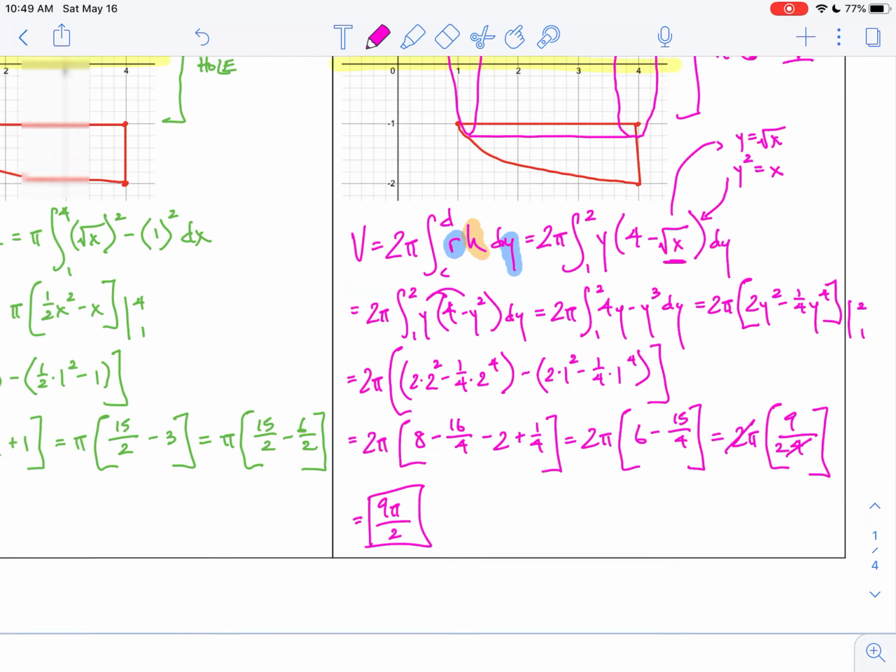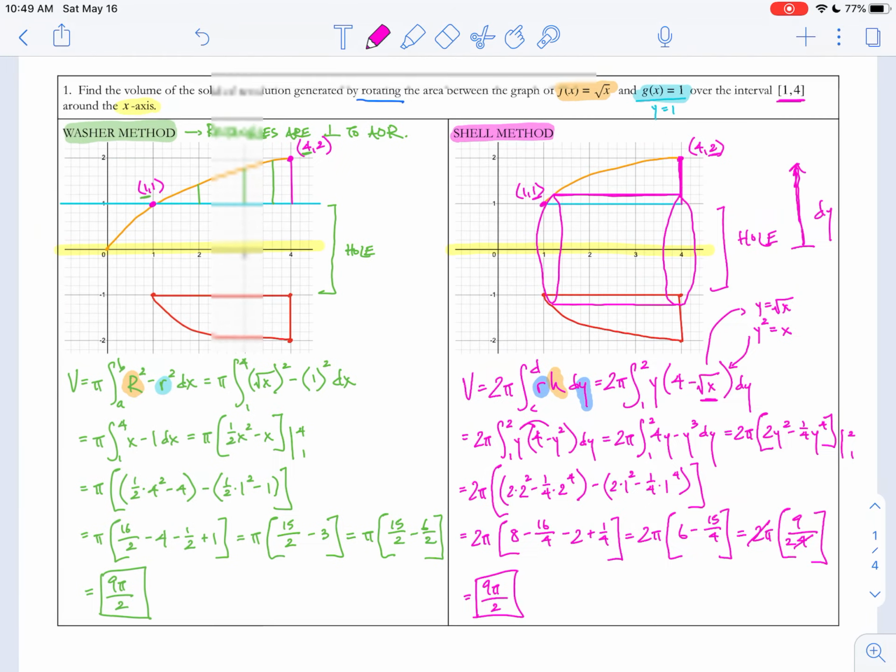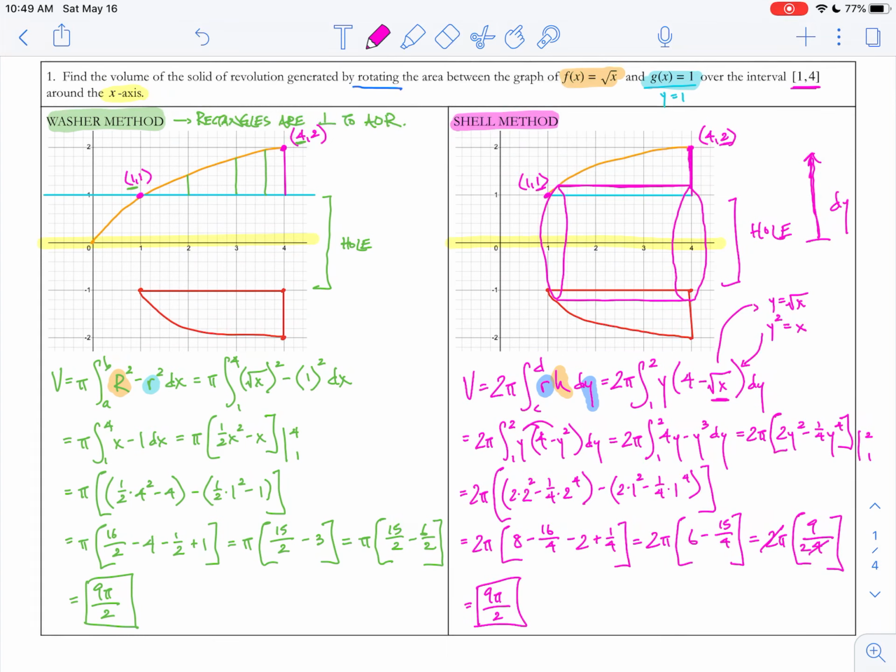Now, if I take a look back at what I did using washer method, I will notice that these two answers are the same, and that's really good, because if we're taking the same shape and we're revolving it around the same axis, we should get the same answer. So, that's where we're going to stop for question number 1. When we come back in video number 3, we'll take a look at a new question, and we'll look at it with both washer method and shell method. All right, see you there.